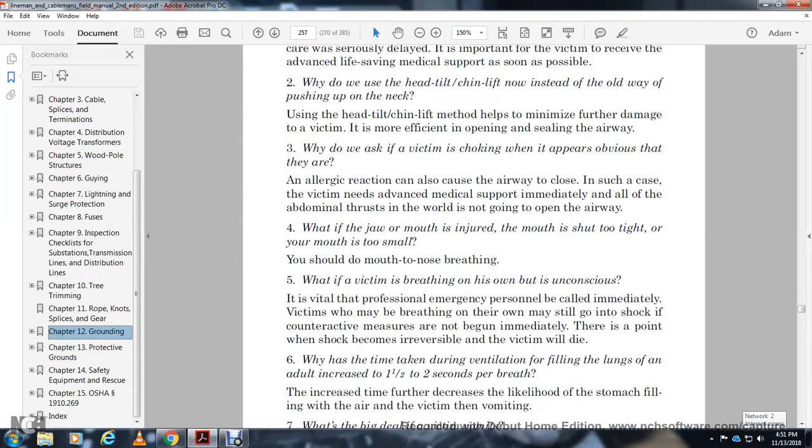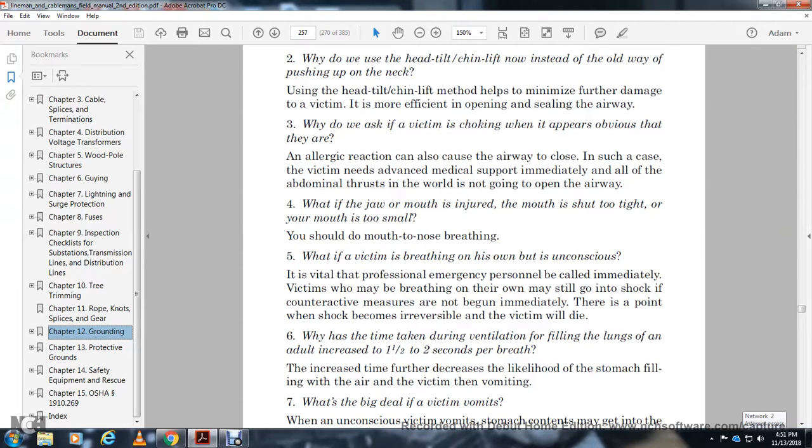If the victim is breathing but unconscious, it's vital that professional emergency personnel be called. The victim may breathe, yet may still go into shock, so counteract it with prevention. There is a point where shock becomes irreversible and the victim will die.